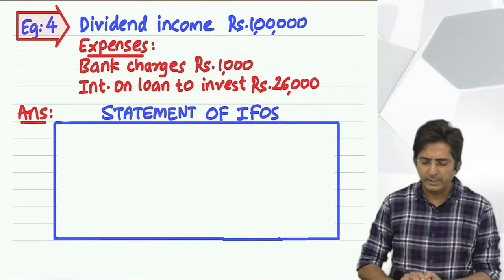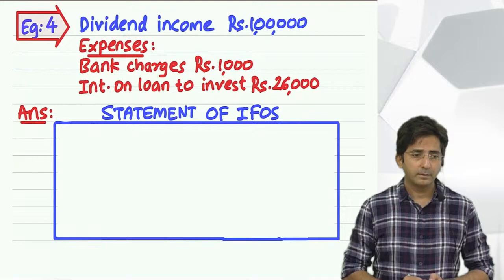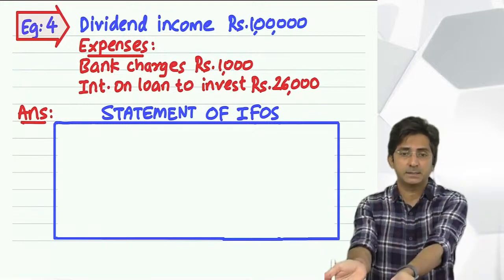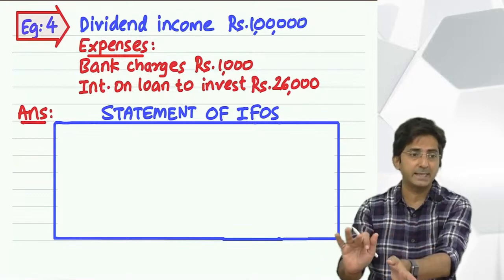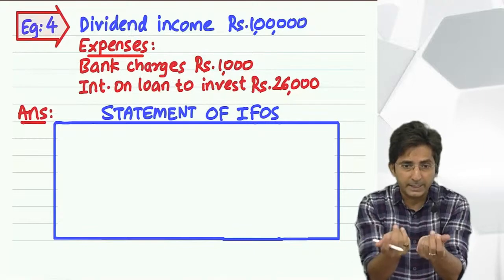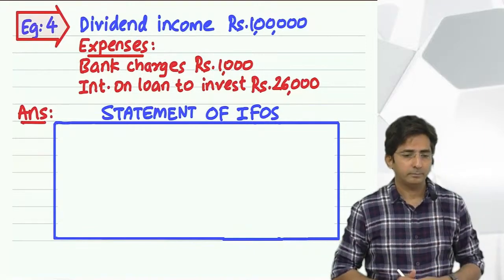Interest on loan to invest. How come this is an expenditure? See, why do you get dividend? Because you invested in shares. Dividend is an income from shares. But you have to invest in shares, and to invest in shares, you need money. So you might have taken that money on loan.